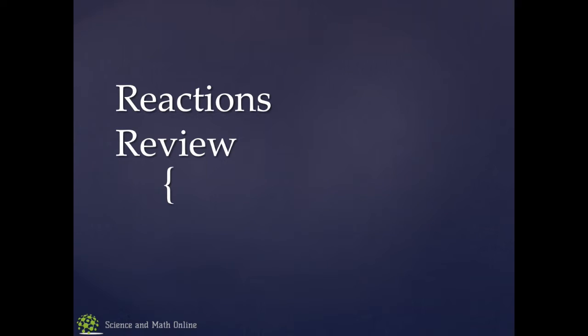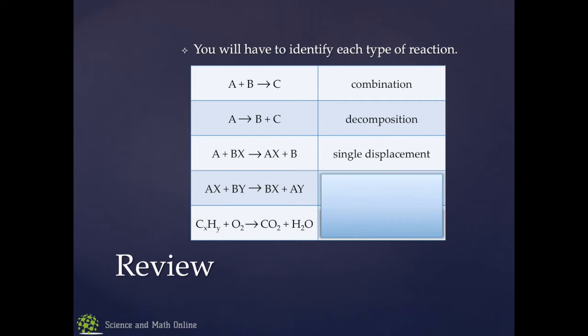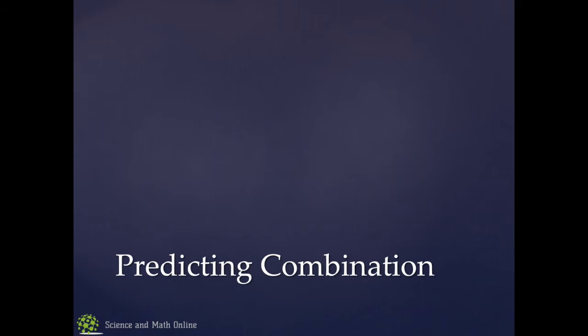All right, let's take a moment and review the different types of reactions. We can identify the types by simply looking at them. If it has one product, it's combination. One reactant, decomposition. Element plus a compound is single displacement. Compound plus a compound is double displacement. And then something with carbon and hydrogen plus oxygen is combustion. Okay? And each type has its own way of predicting the products.